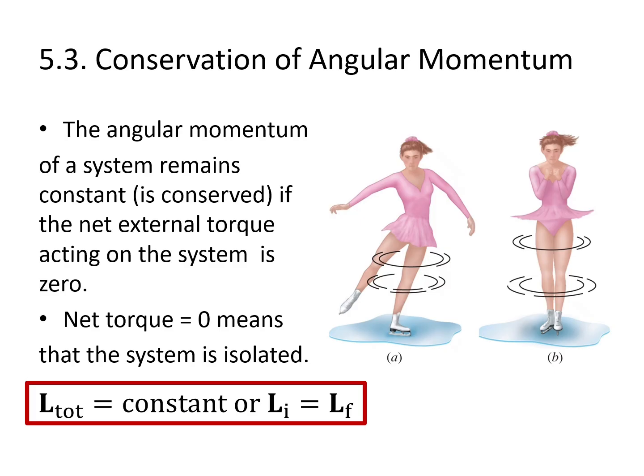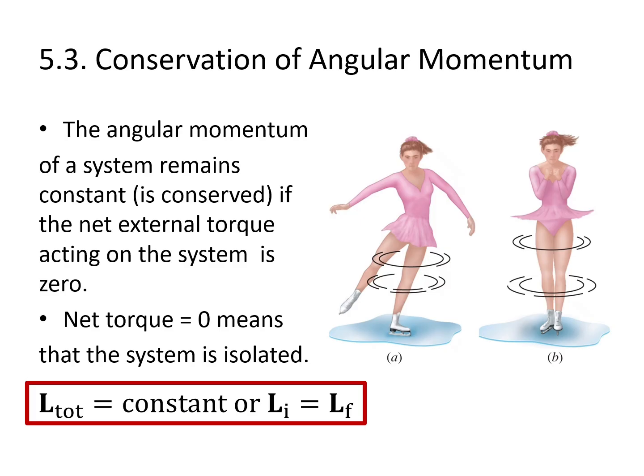This is very similar to conservation of linear momentum. In linear momentum, total momentum is conserved when the net external force is zero. In rotational motion, angular momentum is conserved when the net external torque is zero. The slide states that net torque equal to zero means the system is isolated.